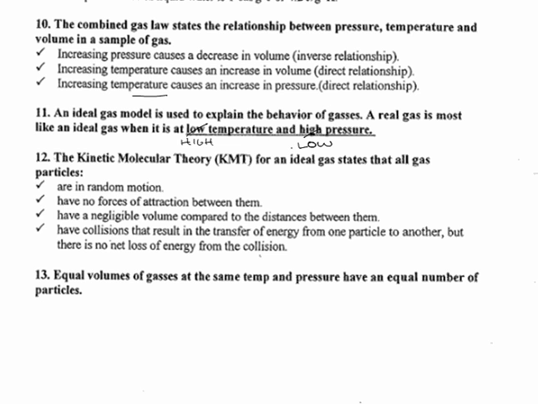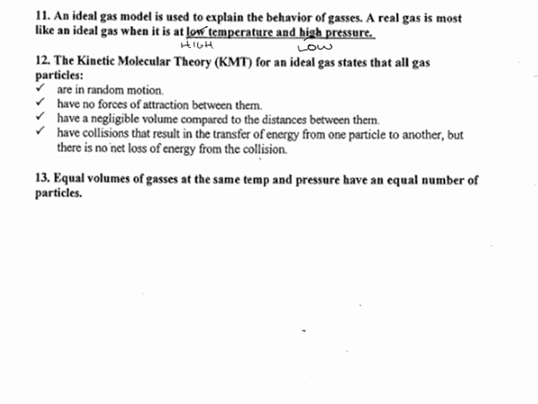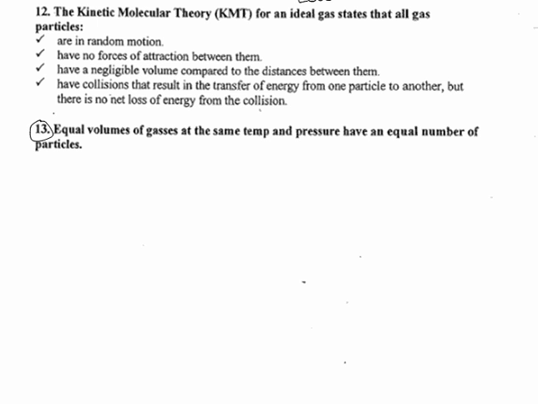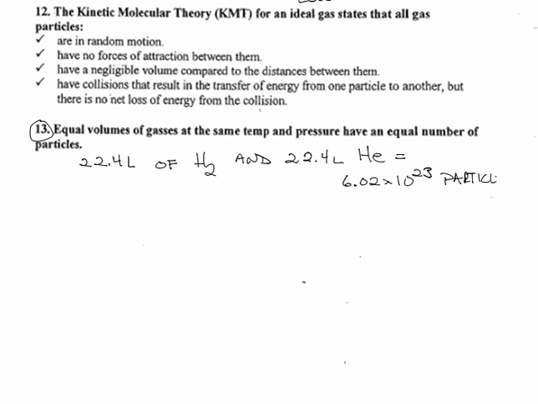Equal volumes of gases at the same temperature and pressure have equal number of particles. So if we have 22.4 liters of helium or hydrogen and 22.4 liters of helium, that's the magic number, which represents a mole of each, there will be a total of 6.02 times 10 to the 23 particles in each. So equal volumes, equal number of moles.